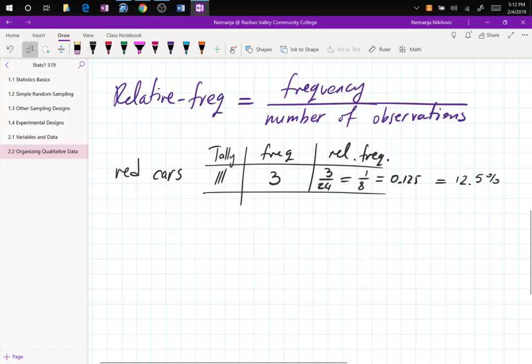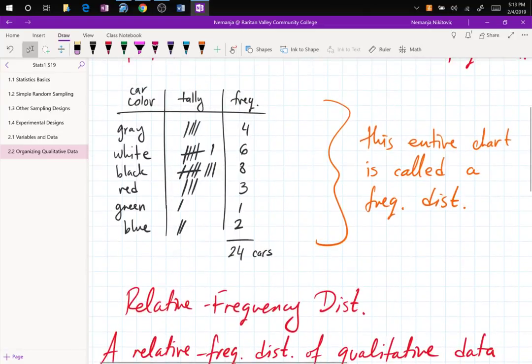So now, when you are in a software, there is OpenOffice, and even Macs have something like this. So you can come up with your variable, car, and your chart. So now I'm in Excel doing all of this. We have gray car, white car, black car, red car, green car, and the blue car. I'm going to skip tally here. I'm just going to do the frequency and relative frequency. This was 4, and then 6, 8, 3, 1, and 2.